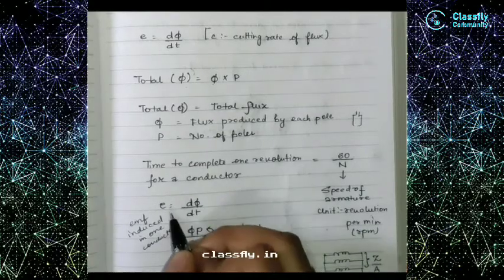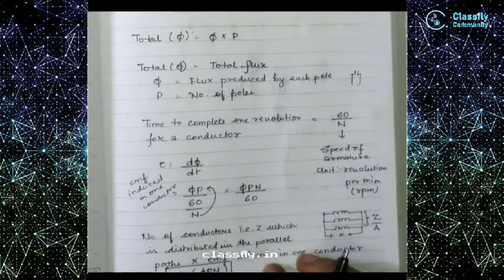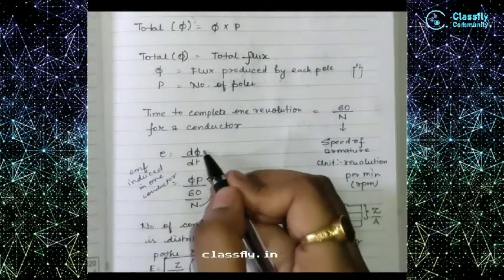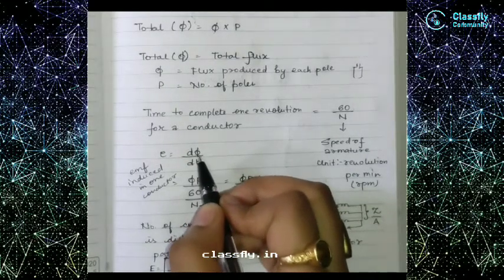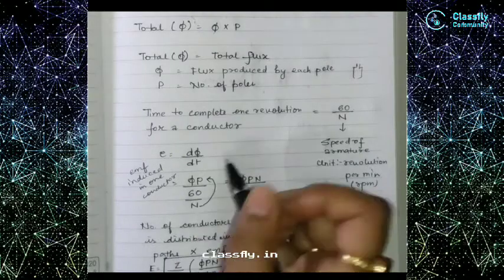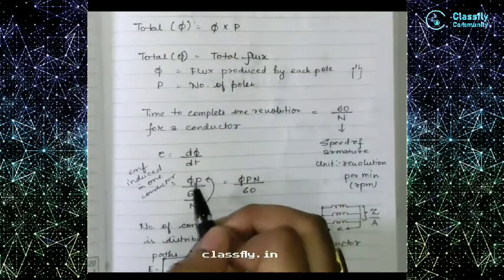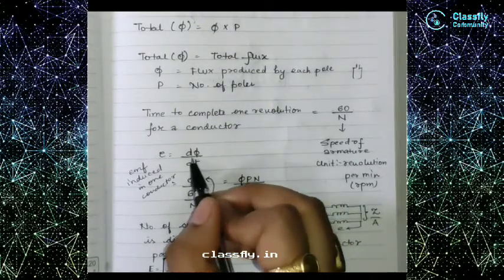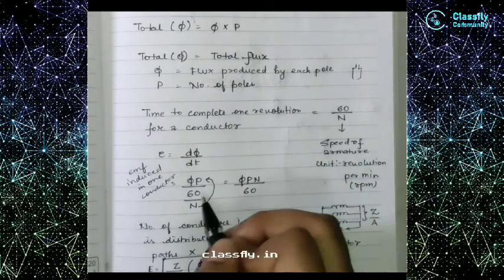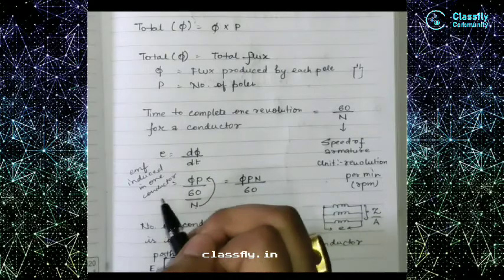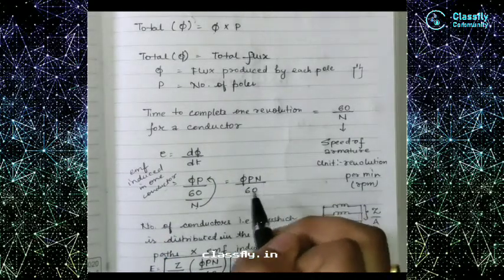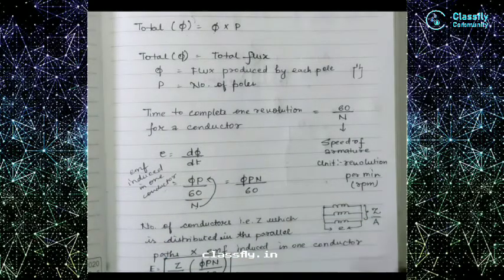So I know that the equation for electromagnetic induction is E equal to dphi by dt, and that the total flux is equal to phi into P. So if I write phi into P, and I know the time is 60 by N, when I solve, the N goes up, so I get that the EMF induced in one conductor is phi P N by 60, right?